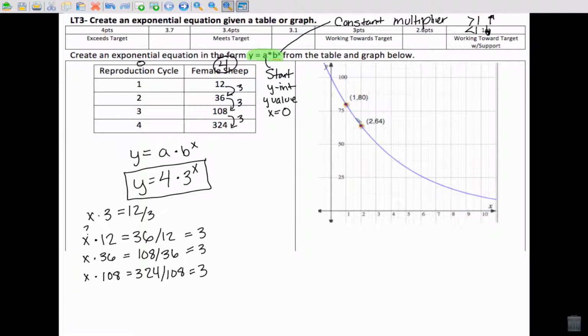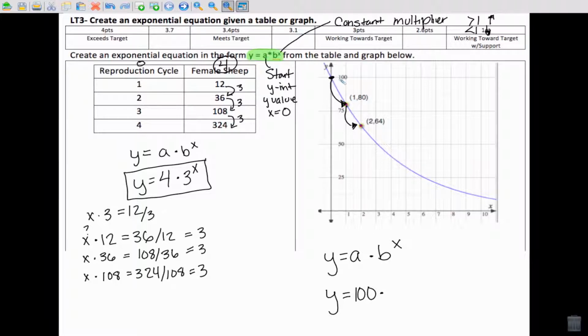Okay, moving on to our graph. Here again, we're going to need a starting value and a constant multiplier to the x power. Okay, so our starting value is really easy. The y-intercept right here is 100. So y equals 100 times. Now we need to figure out what's going on to get from 100 to 80, to get from 80 to 64. And we're going to do it in the same way, okay?